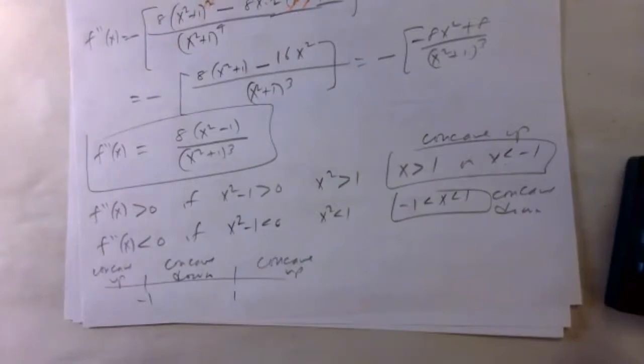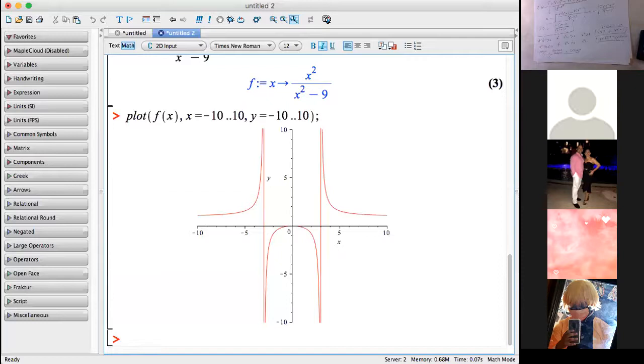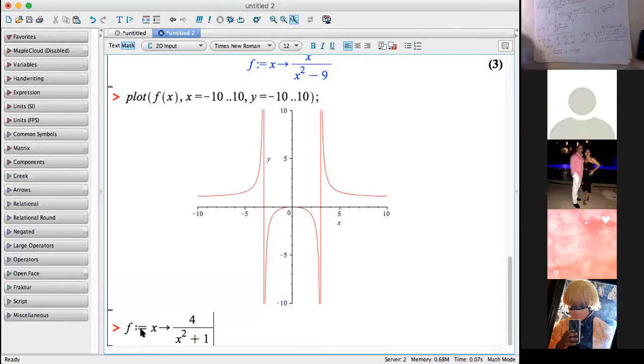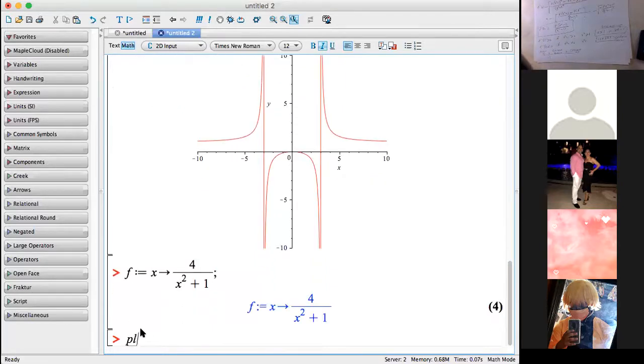Let's look at the picture. Share screen to Maple. So in this problem, the function f of x is f of x equals 4 over x squared plus 1. And let's plot f of x.